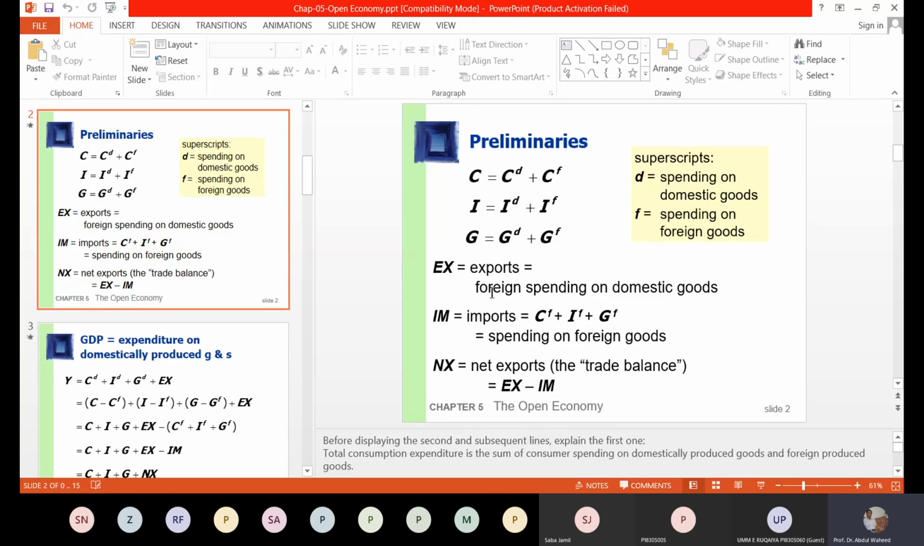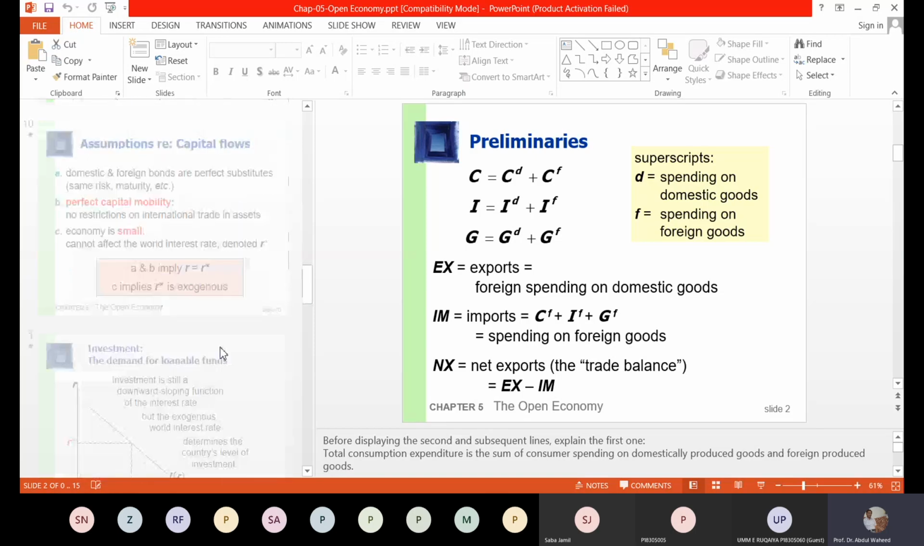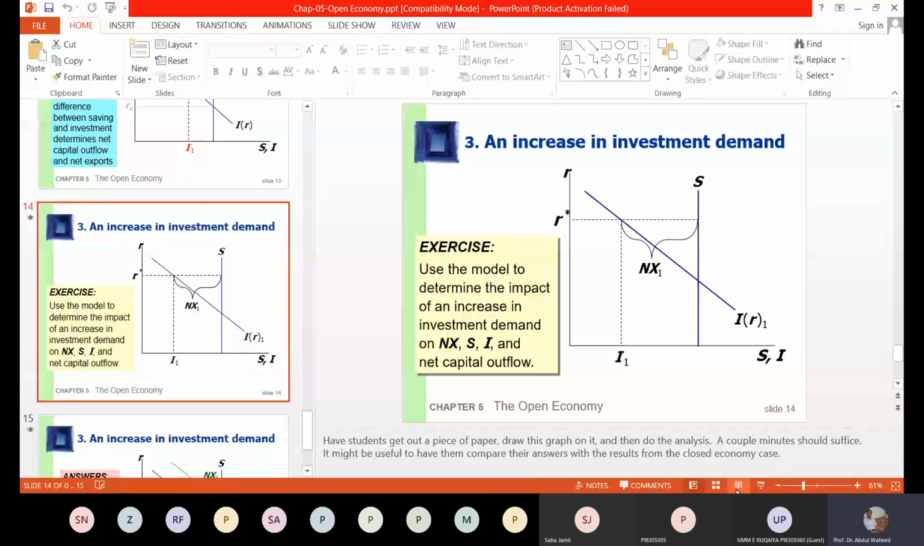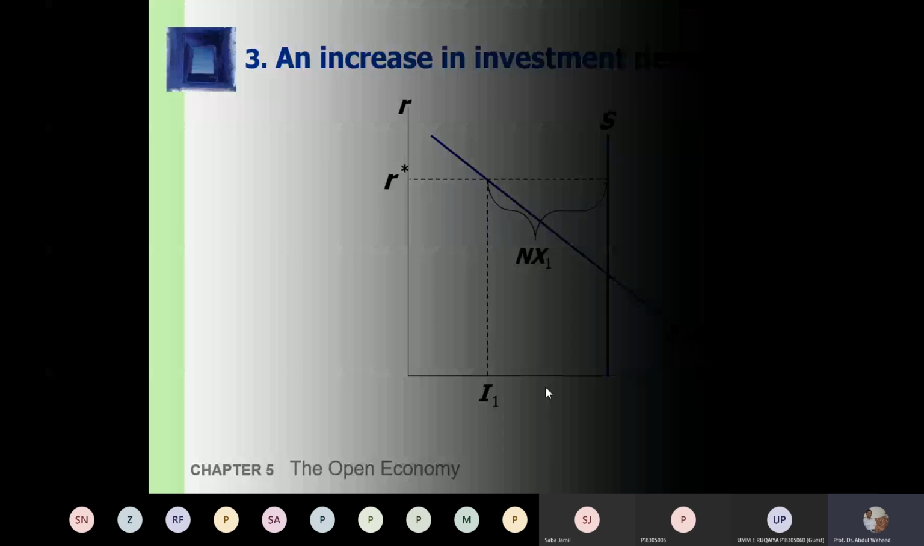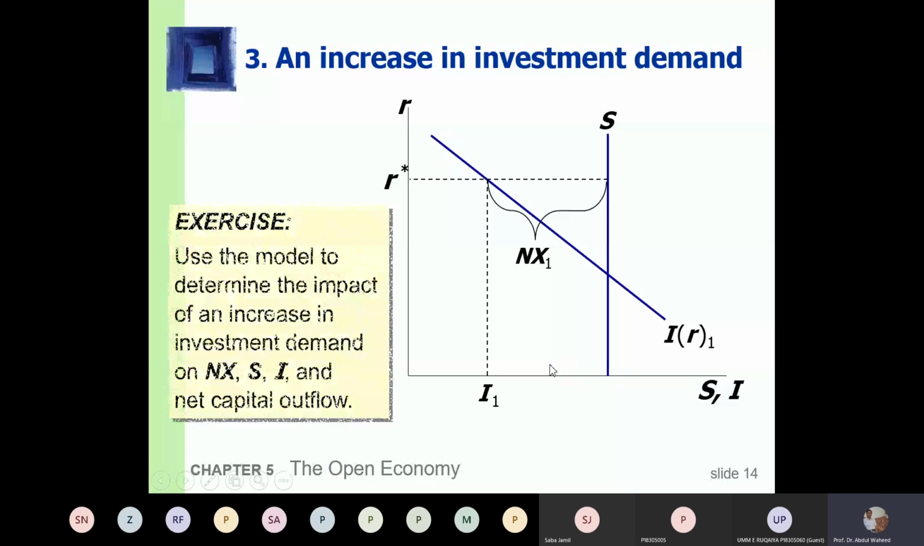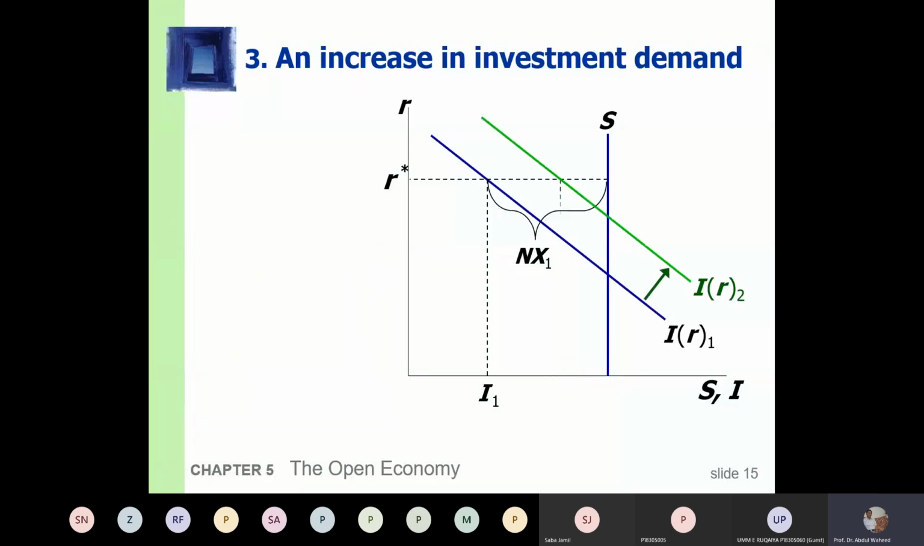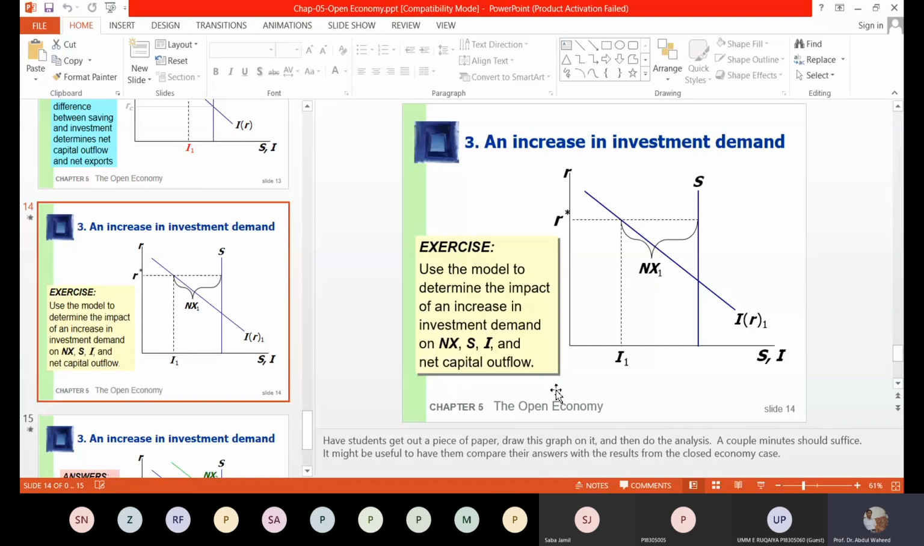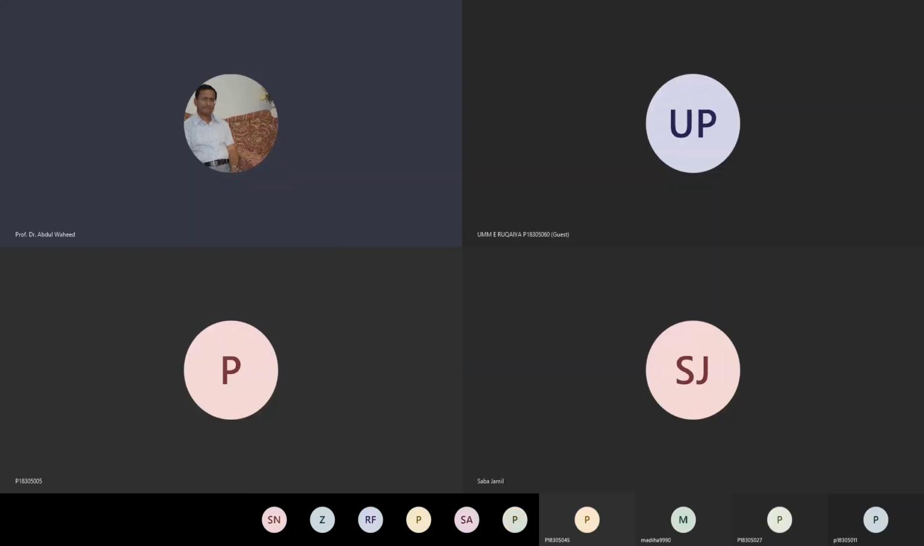So let's go back. So this is the end of today's lecture on open economy. Okay, so I will stop here.